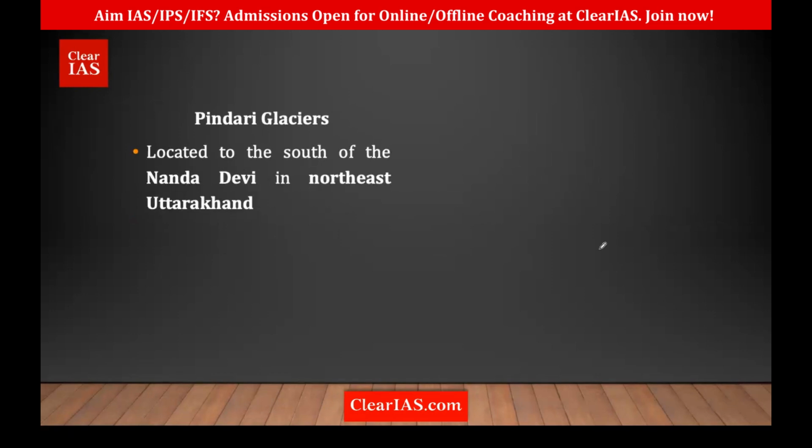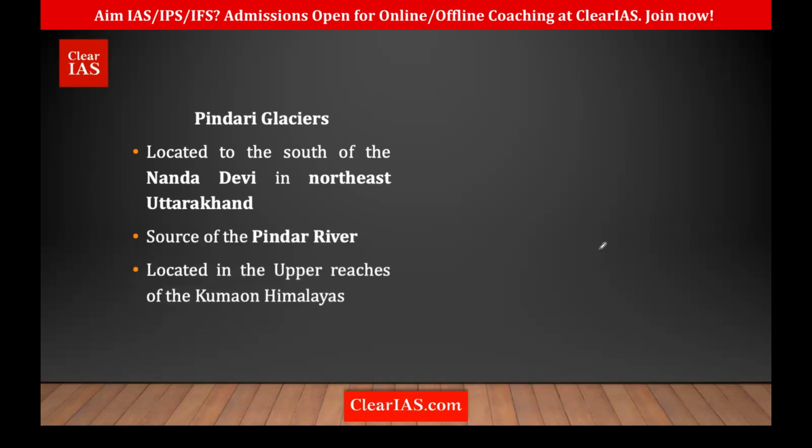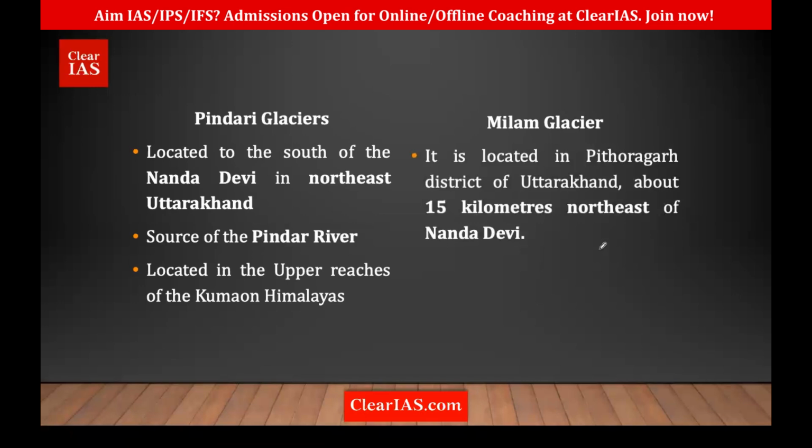Where is the Pindari glacier located? In the south of Nanda Devi, in the northeastern part of Uttarakhand, towards the Indo-Nepal border. It is also the source of the Pindari river, which joins the Gangetic river, and it is located in the upper reaches of the Kumaun Himalayas. Then we have the Milam glacier, located in Pithoragarh district in Uttarakhand, to the northeast of Nanda Devi, so it is much higher. The Pindari glacier is below Nanda Devi, and the Milam glacier is to its northeast. This is the source of the Gori Ganga river.